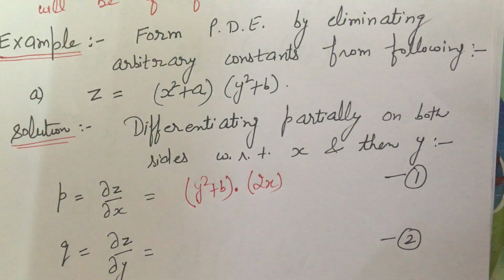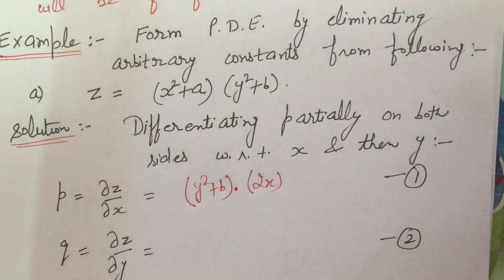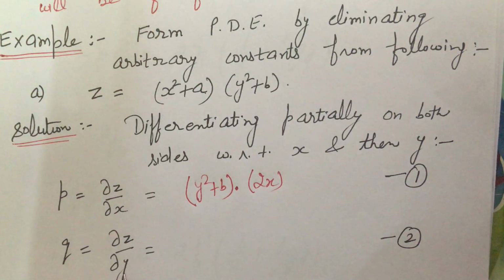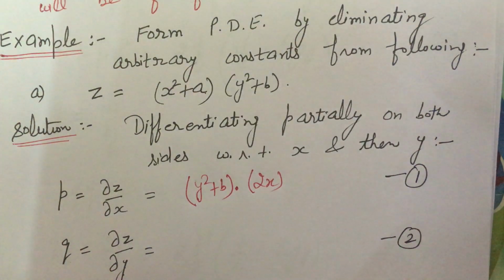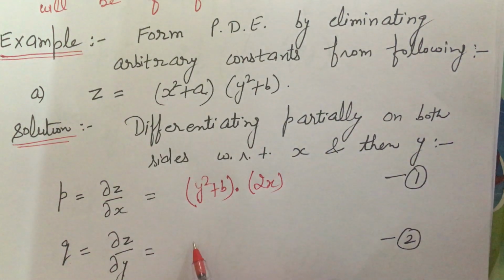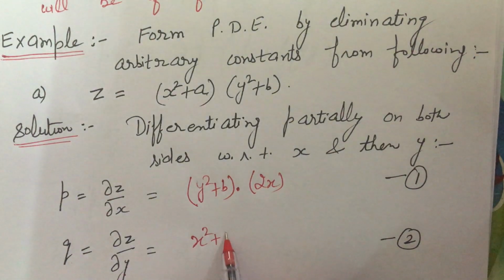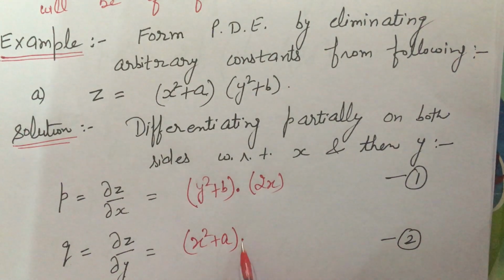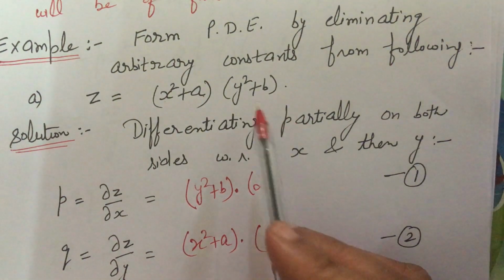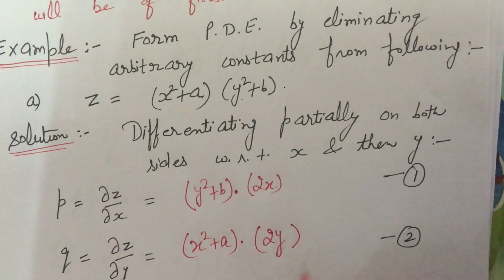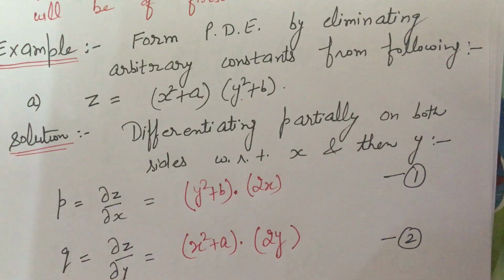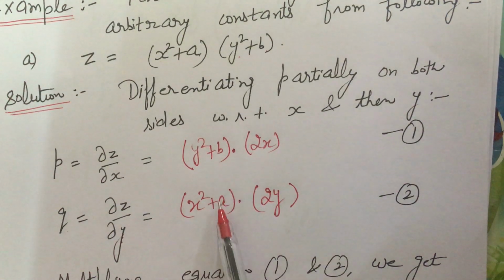Similarly, we can differentiate this z with respect to y, and that is called curl z upon curl y, equal to q. When you are differentiating with respect to y, at that time all the other independent variables are treated as constant. So x square plus a is a constant term, and you are differentiating y square plus b with respect to y, and it will be equal to 2y. Now your motive is to eliminate this b and a.